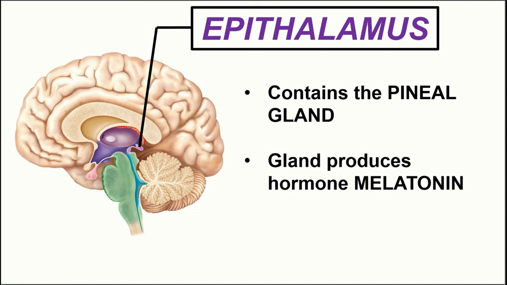So the final structure of the diencephalon is a small structure called the epithalamus, and it's located at the posterior aspect of the diencephalon. The major structure to note within the epithalamus is a small gland called the pineal gland, and this gland is named the pineal gland because it is shaped like a pine nut. And this gland is the major site of production for a hormone called melatonin.